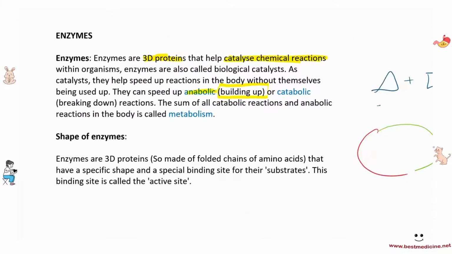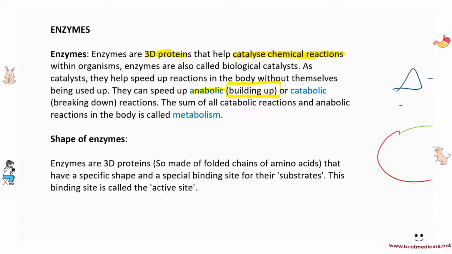So the sum of all of these reactions, all anabolic and catabolic reactions, is referred to as metabolism, metabolic reactions, okay? Metabolic reactions include both anabolic and catabolic reactions, and the sum of all catabolic reactions and anabolic reactions in the body is called metabolism. So metabolism is a very popular word that they throw at you in the books, and they don't actually tell you what this means. So this is what it means, okay? So now we go into enzymes.